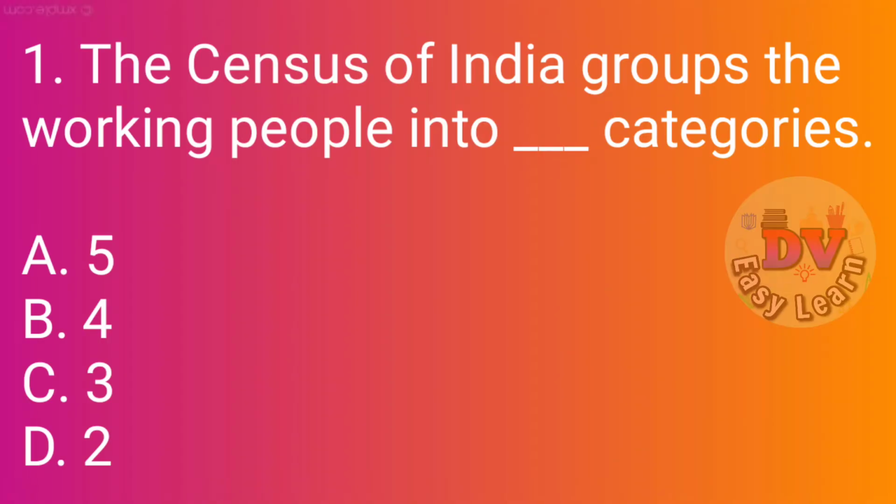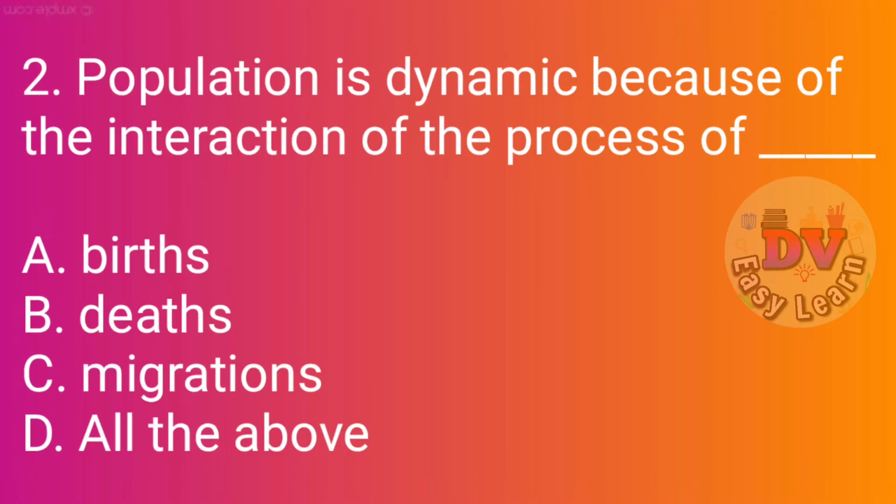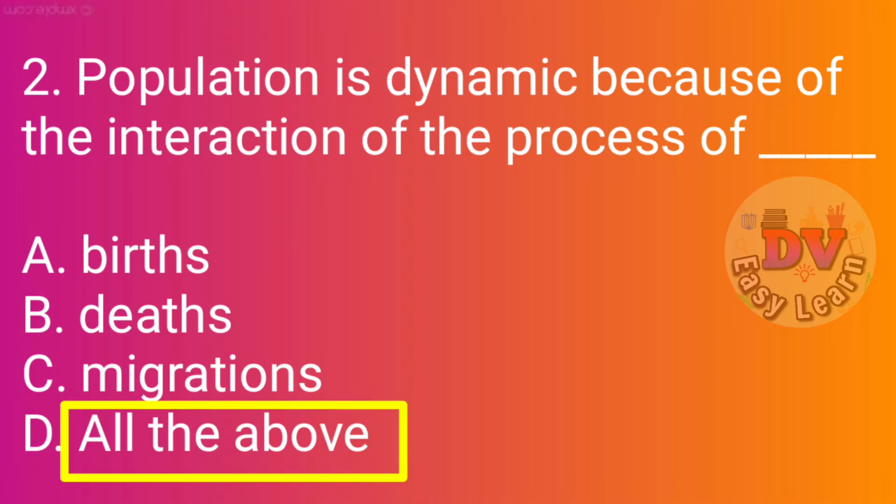Question number 1. The Census of India groups the working people into dash categories. Correct answer 4. Question number 2. Population is dynamic because of the interaction of the process of dash. Correct answer all the above. Births, deaths and migrations.